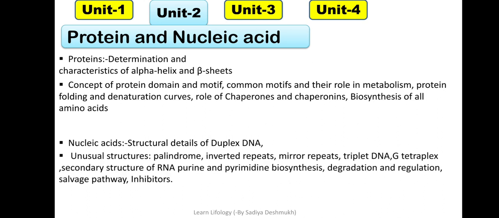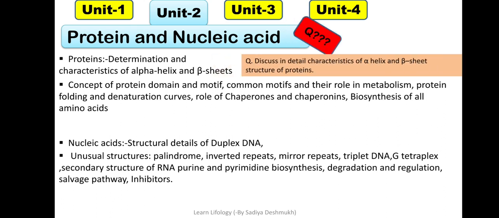Then unusual structures from nucleic acid: palindromes, inverted repeats, mirror repeats, triplet DNA, G tetraplex, secondary structure of RNA, purine and pyrimidine biosynthesis, degradation and regulation, then salvage pathway and inhibitors. These are the questions from the proteins part of the syllabus, from the proteins and nucleic acid. Now questions from the proteins part.